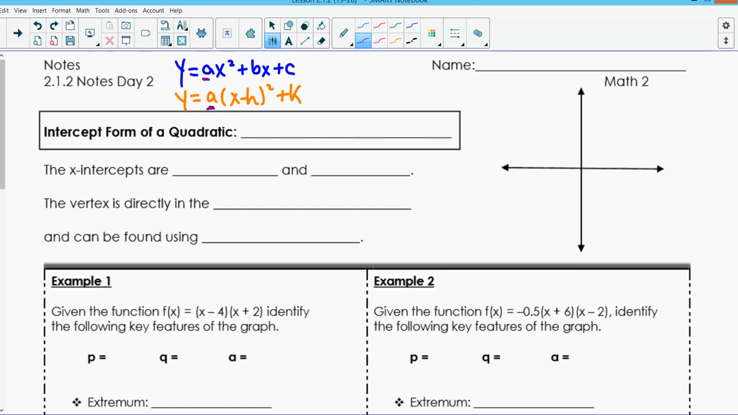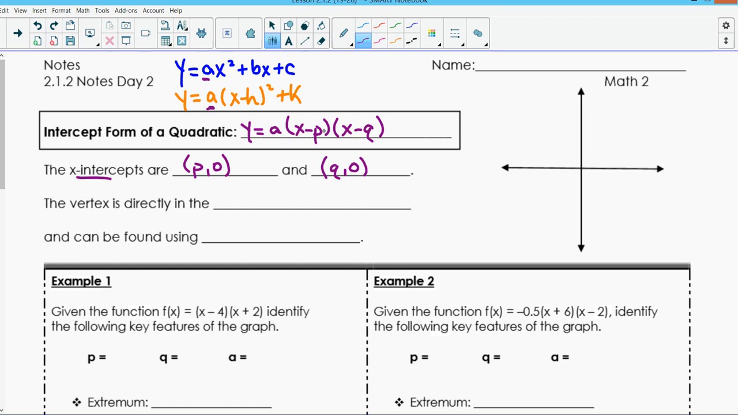Alright? Intercept form of a quadratic, so the last form is y equals a, notice again there's an a, x minus p, and x minus q. Okay? The x-intercepts are these p and q values, so it'll be whatever p is, comma 0, and whatever q is, comma 0. And notice it's p and then 0, and then q and then 0, because an x-intercept has 0 as y.